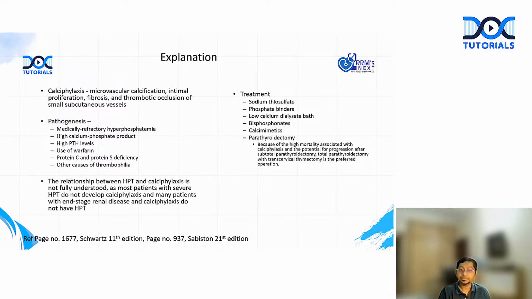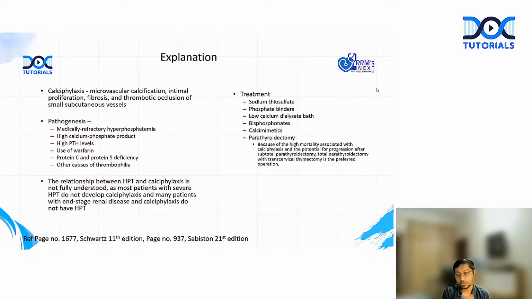So now remember, the relationship between hyperparathyroidism and calciphylaxis is not definite. Sometimes with severe secondary hyperparathyroidism, they may not develop calciphylaxis. People sometimes even with end-stage renal disease may have calciphylaxis, but they may not have hyperparathyroidism. So the relationship between secondary hyperparathyroidism and calciphylaxis is not something that is very definite and proven.